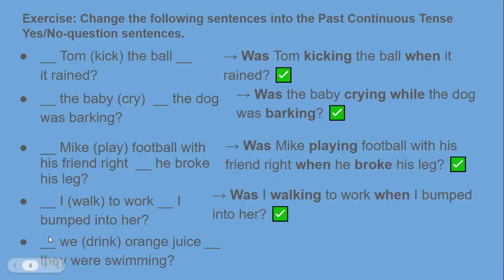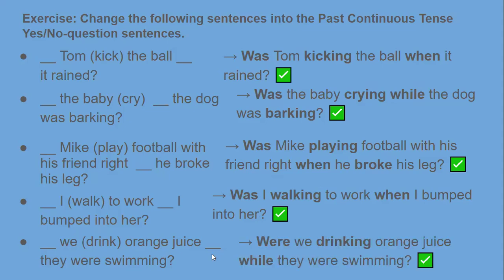Next up, gap: we drink orange juice. Gap: they were swimming. Subject, we, and therefore we have to use the past verb to be, were. Our verb needs to end with an ing to become a gerund. And since, of course, the first action and the second action are both in the continuous tense, we need to link the two actions by using while. The correct sentence is, were we drinking orange juice while they were swimming?